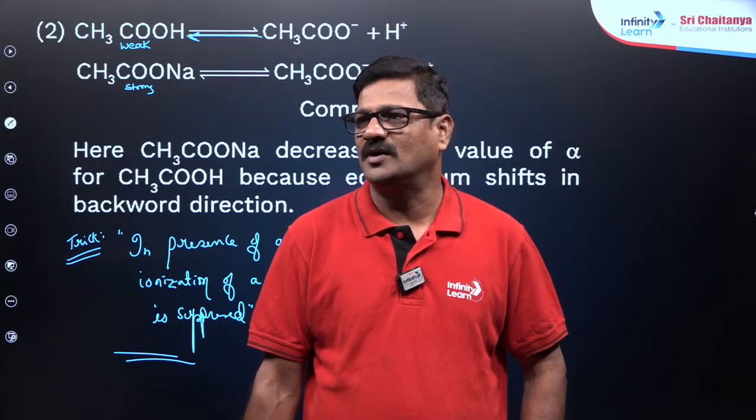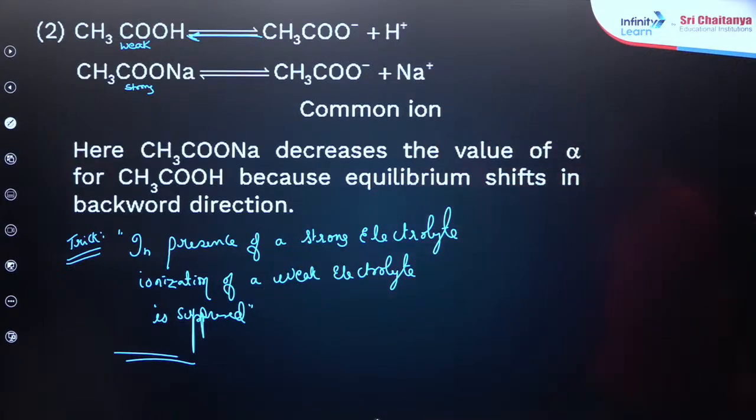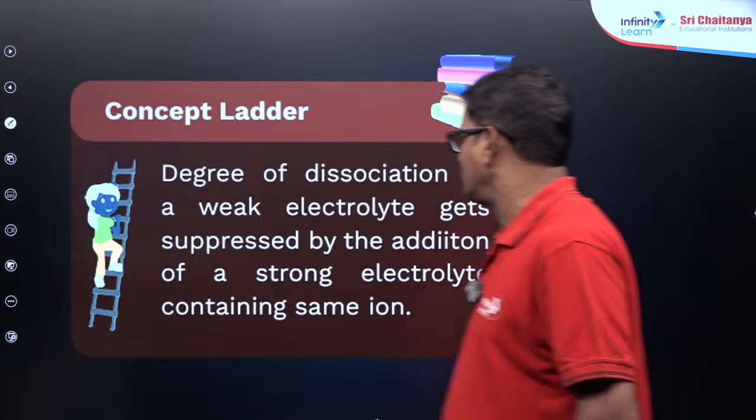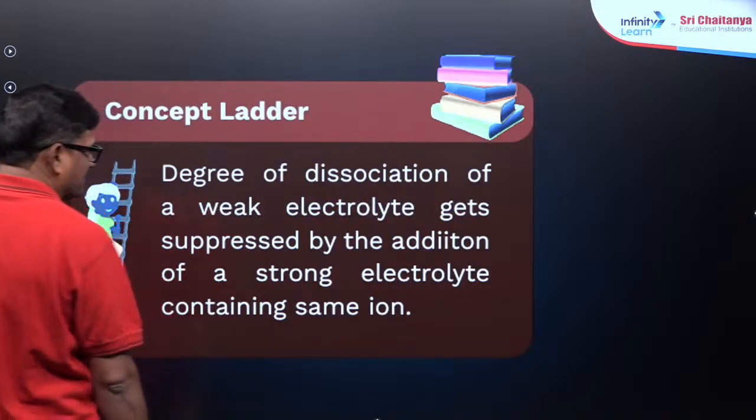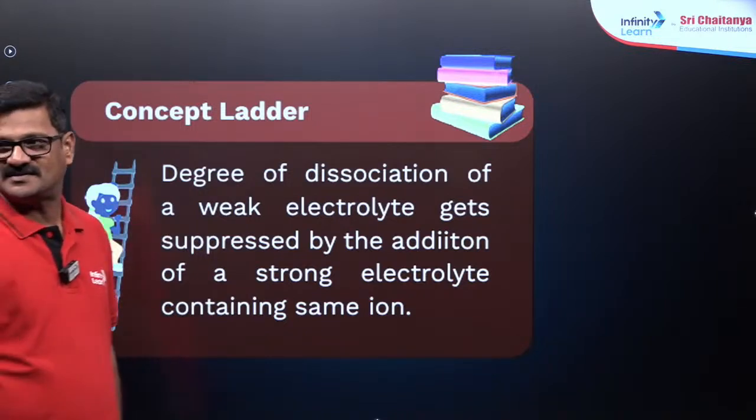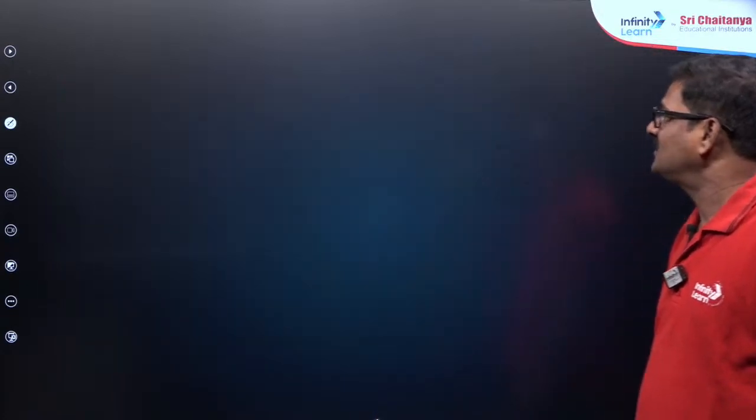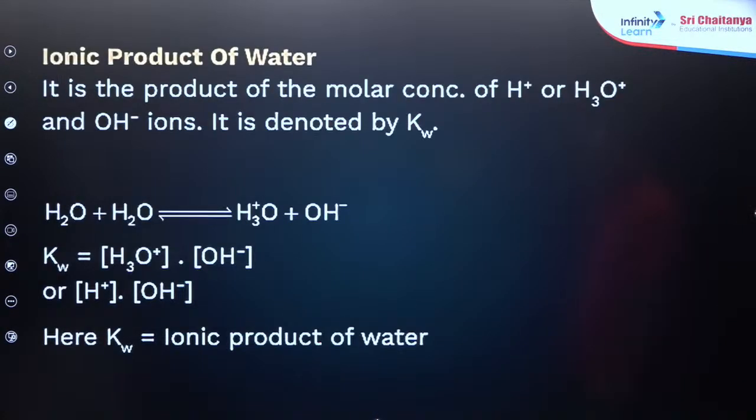Right, and let's talk about the concept later. Degree of dissociation of a weak electrolyte gets suppressed by the addition of a strong electrolyte containing the same ion. That is always best, hai na? That is always best. And also you can see now the ionic product of water.